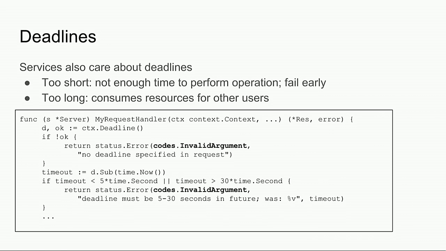So here's an example of how to, in Go, retrieve a deadline from the incoming context in the handler. And then you can also check how far in the future it is. The deadline's always returned as an absolute value, and it's carried and propagated in the context in that form. But then you can check how far in the future that is, and error out if there's not enough time or if too much time was specified.